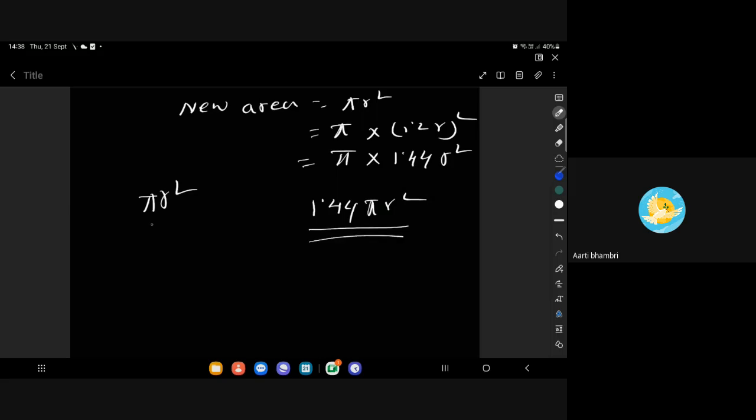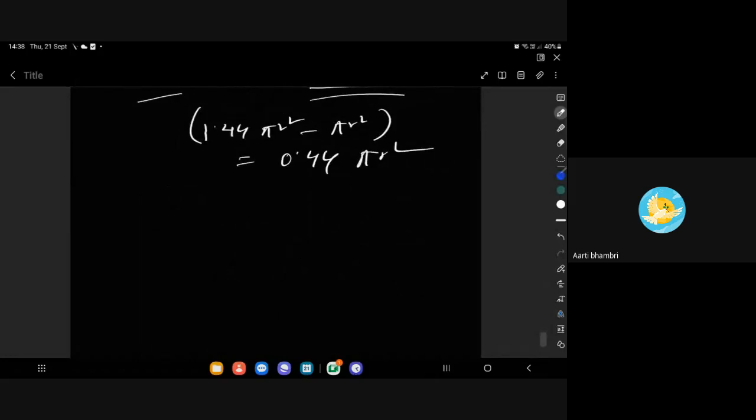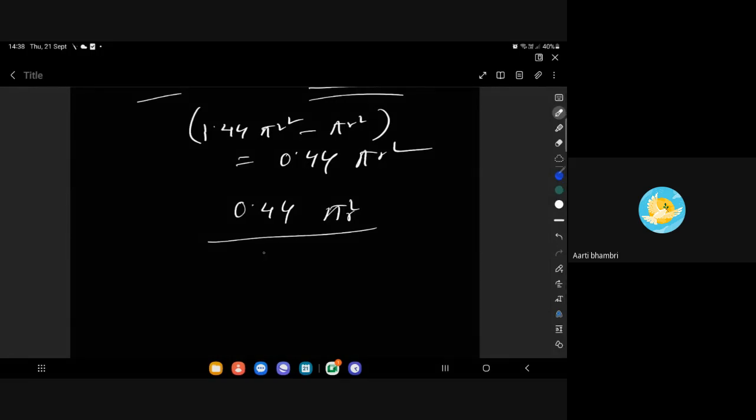So obviously there is an increase. How much? 1.44 pi R square minus pi R square gives 0.44 pi R square. So there is an increase of 0.44 pi R square out of how much? The initial was pi R square. So out of 100, how much? See, pi R square gets cancelled. So it will be 44%. A 44% increase in the area.